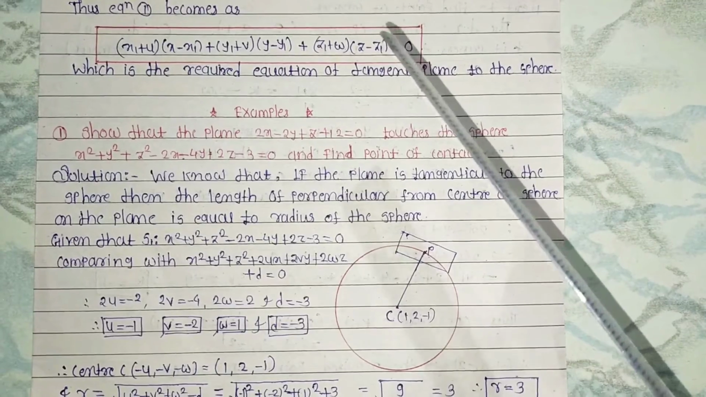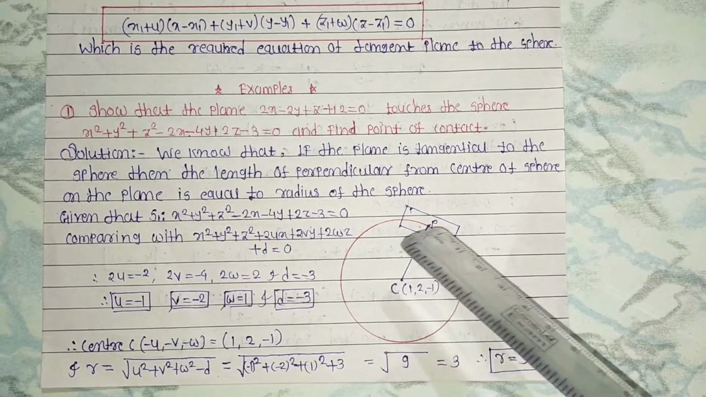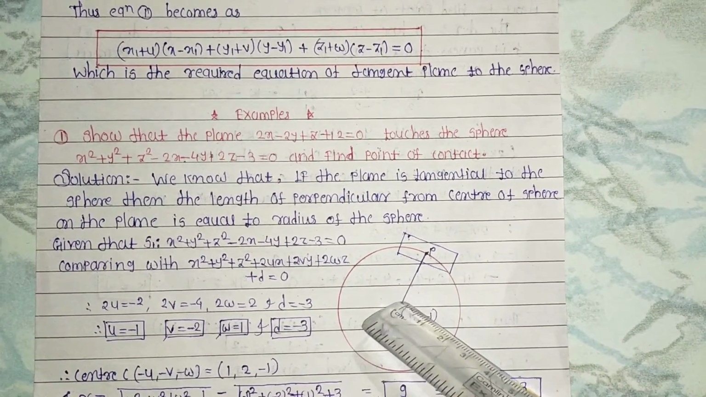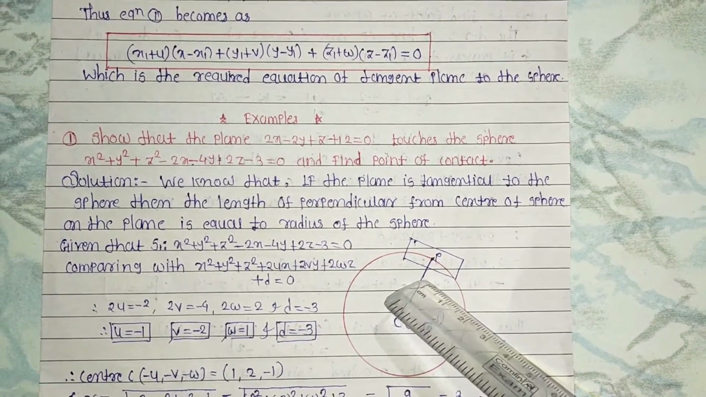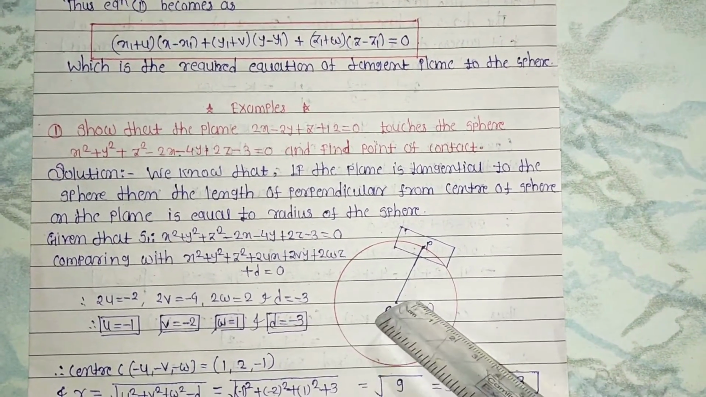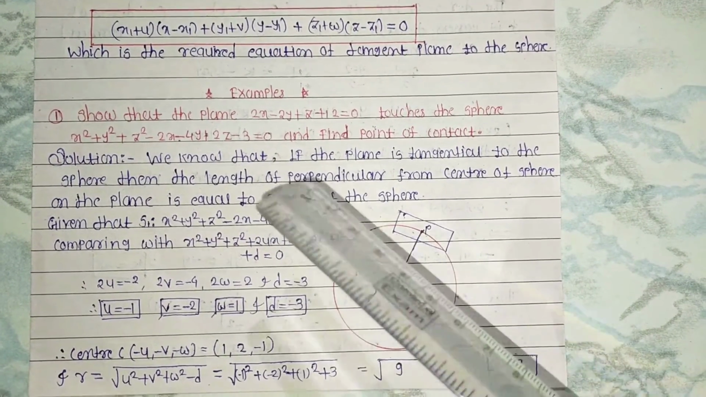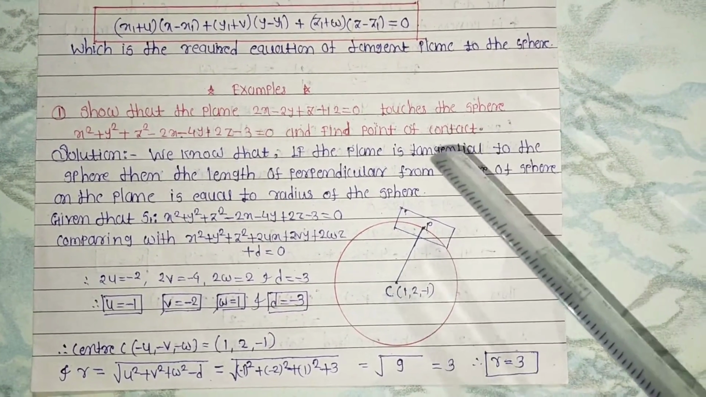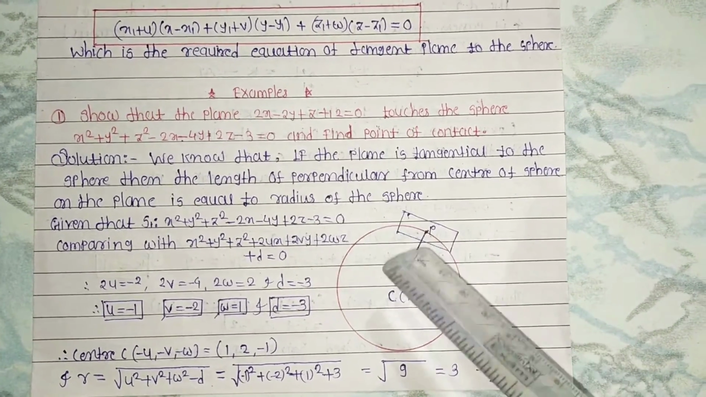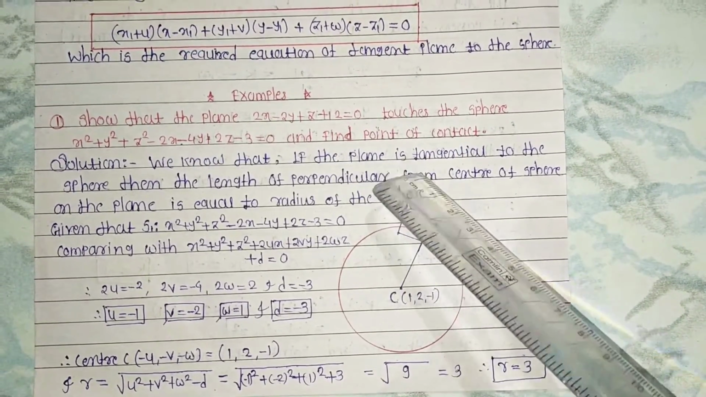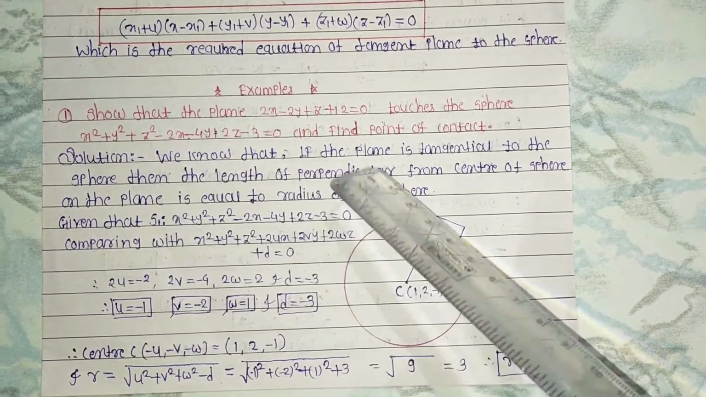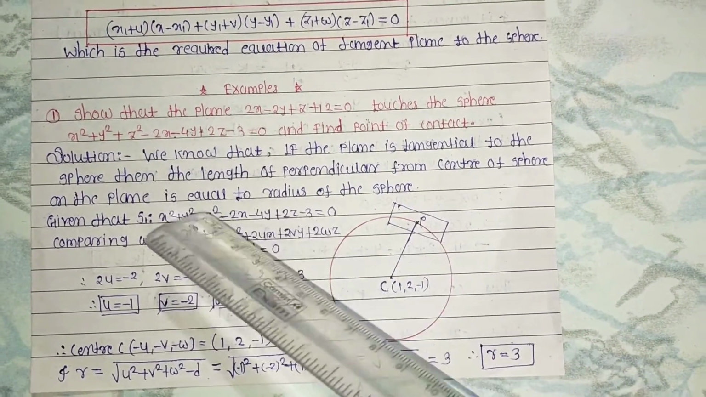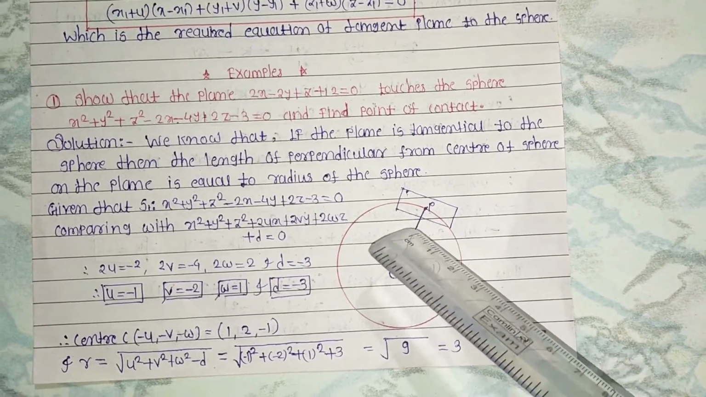So what is the key point here? Look at the diagram. Suppose this is a sphere and this is a plane touching the sphere, that means the distance of line CP must be equal to the radius of this sphere. That is the key point here. So let us find out the radius of this sphere and the distance of line CP. If both are equal, that means this plane touches the sphere. We know that if the plane is tangential to the sphere, then the length of the perpendicular, that means the length of this normal from the center of the sphere on the plane, is equal to the radius of that sphere, as I told you already.